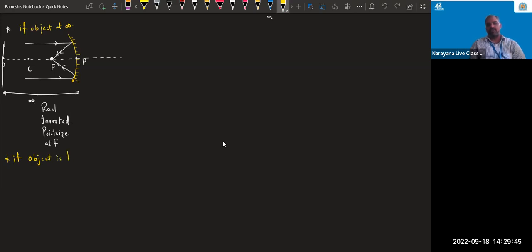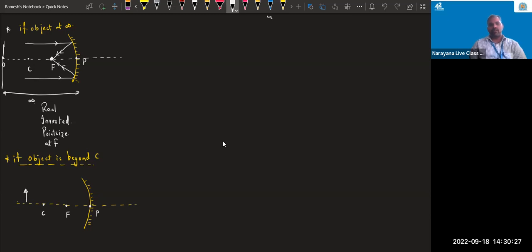Now the second case, if the object is just beyond the center of curvature. This is one concave mirror. What is the name of this axis? Principal axis. This is the pole and the point of focus. What is this? Center of curvature. Where is the object here right now? Just beyond C.